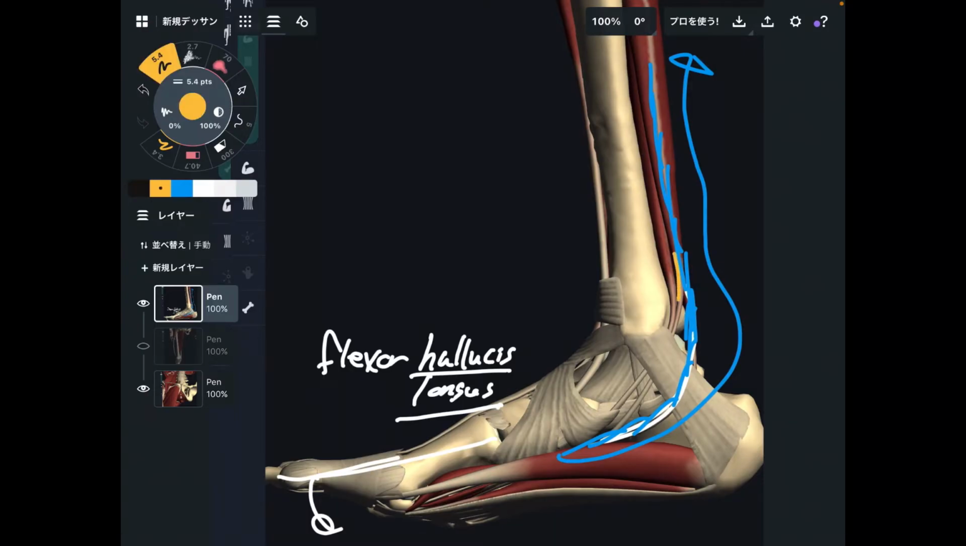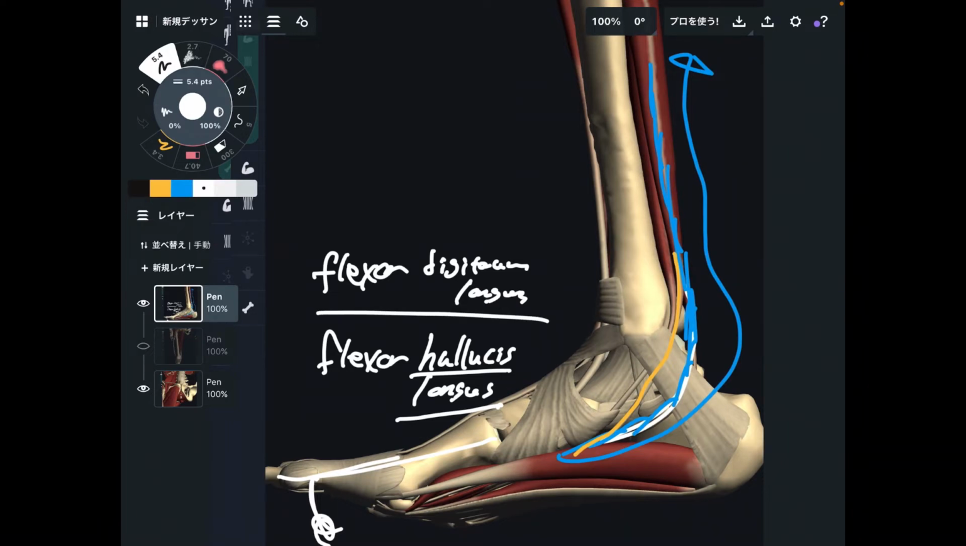Next one is this one. Actually, this muscle moves other toes, other four toes. This is flexor digitorum longus. I just talked about flexor hallucis longus. Hallucis longus only moves big toe. Flexor digitorum longus moves other four toes. This is also an important muscle. And this is longus, so that originates from lower leg, like flexor hallucis longus.